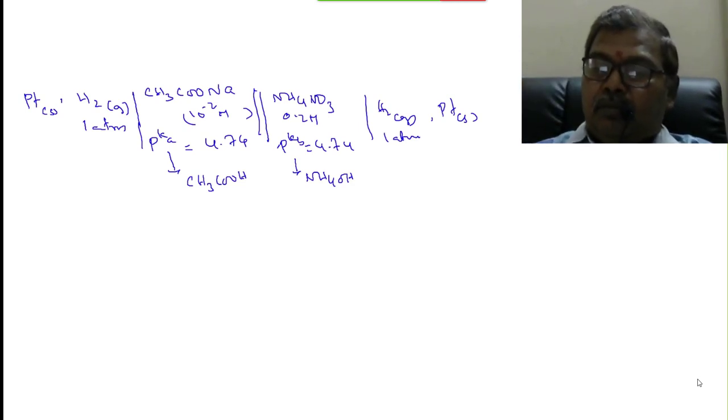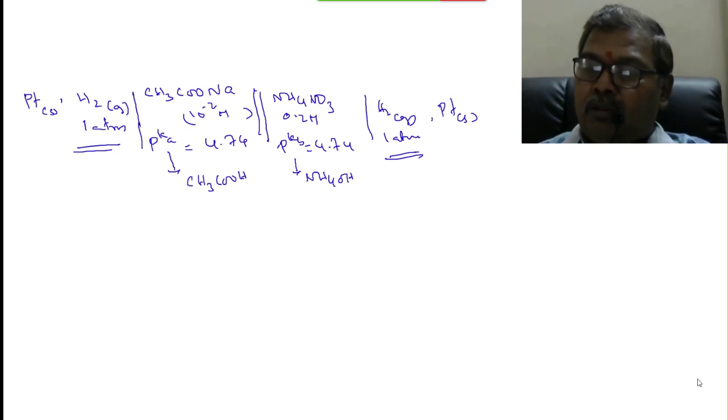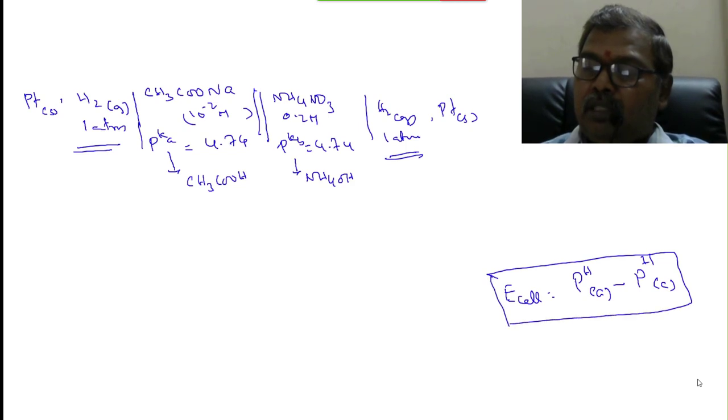It is a concentration cell; both are hydrogen electrodes. Active mass of the electrode in the cathode half cell and anode half cell is the same and equal to 1. Therefore, you can apply the formula: E cell is equal to pH of the solution in the anode half cell minus pH of the solution in the cathode half cell, this into 0.059.